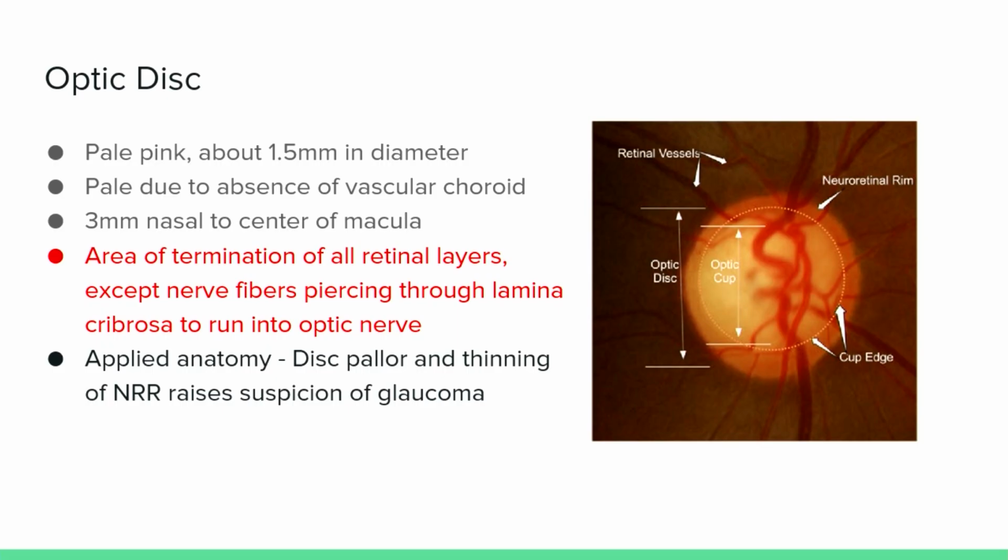It is the area of termination of all retinal layers except the nerve fibers, which pierce through the lamina cribrosa and run into the optic nerve. Optic disc can be further divided into two parts: the optic cup and the neuroretinal rim. Now the applied anatomy is disc pallor and thinning of NRR raises the suspicion of glaucoma.